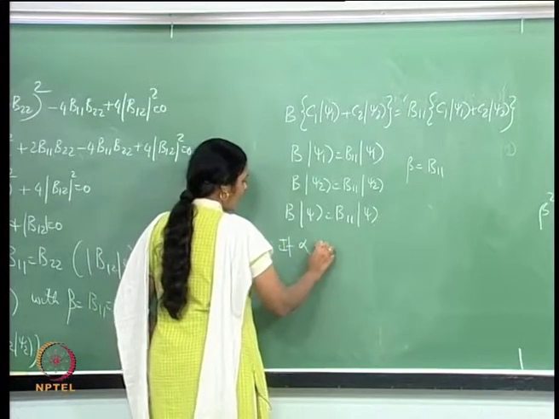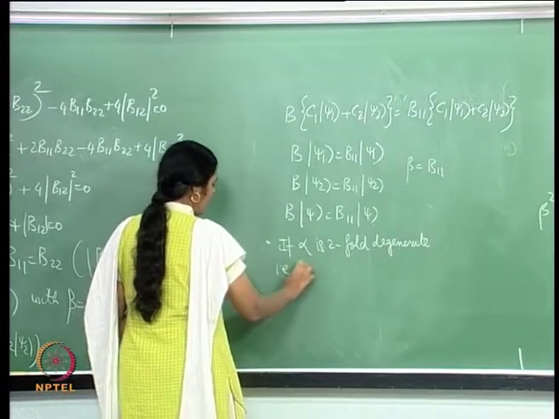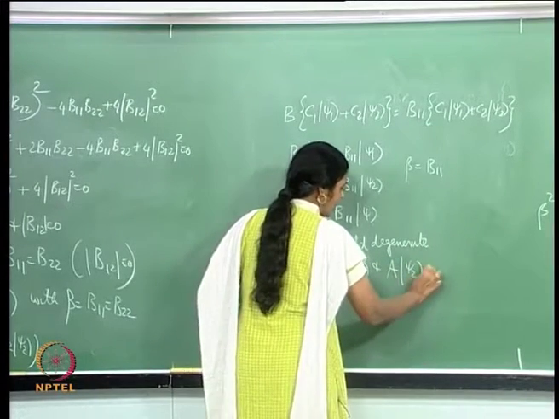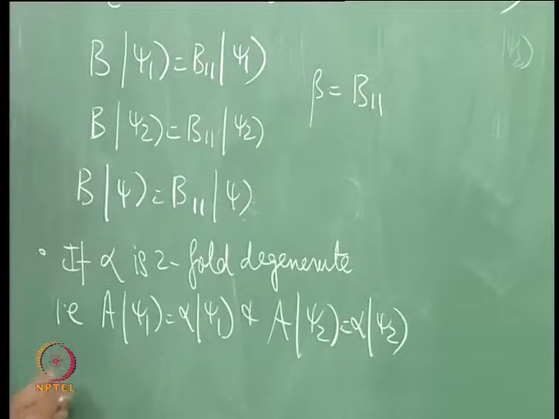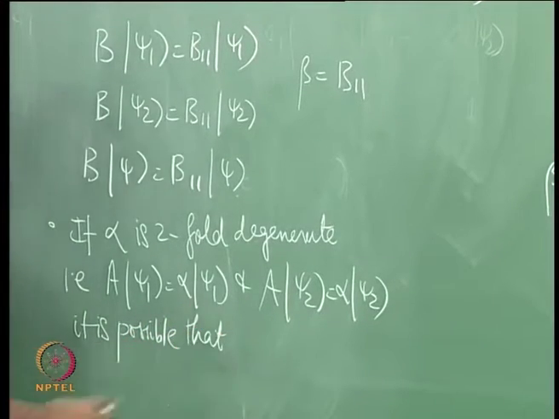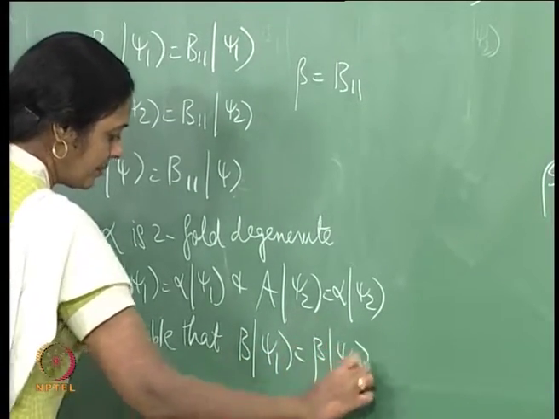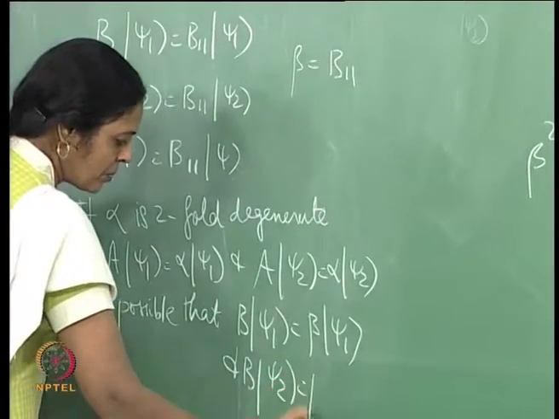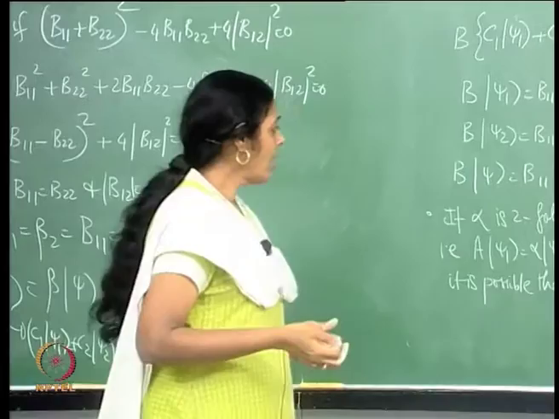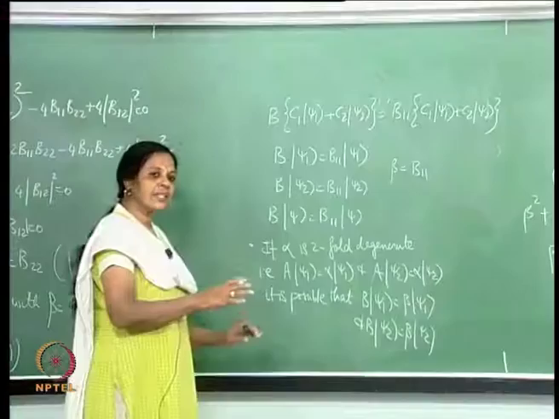If alpha is twofold degenerate, that is A psi 1 is alpha psi 1 and A psi 2 is alpha psi 2, it is possible that B psi 1 is beta psi 1 and B psi 2 is beta psi 2. The degeneracy is not lifted and the set of eigenstates of A are also eigenstates of B. We have found that set. So, we have a complete set of common eigenstates of A and B. The degeneracy has not been lifted.